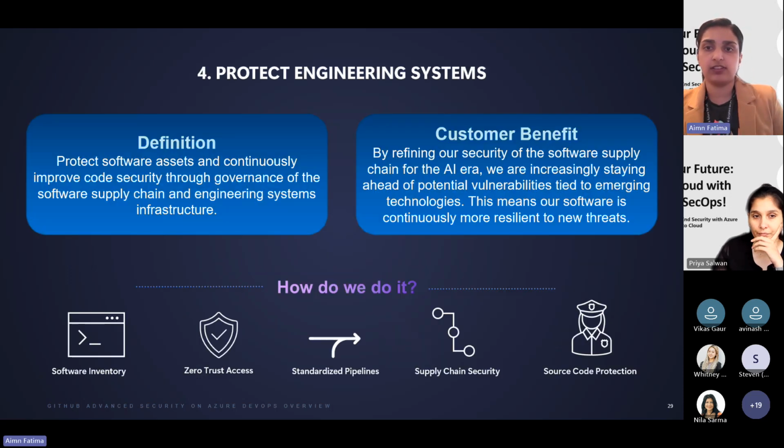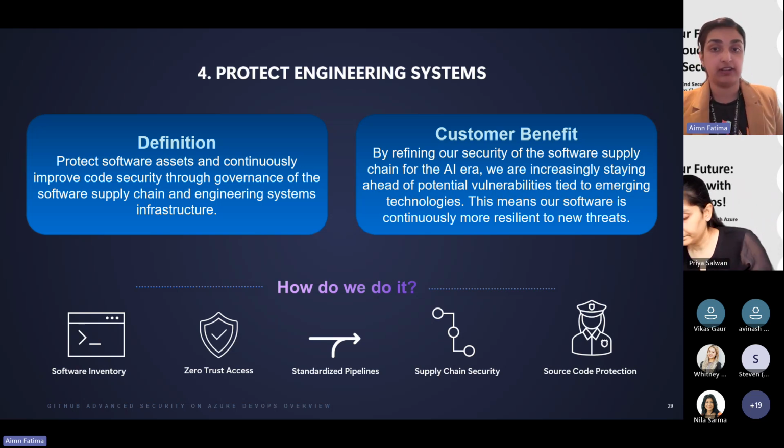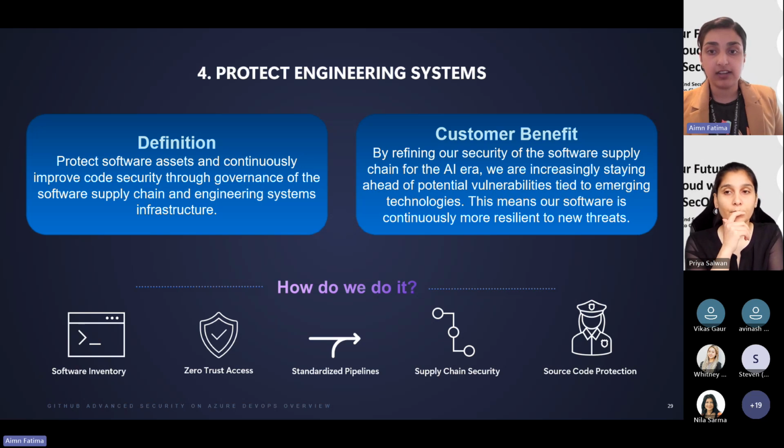The fourth pillar focuses on protecting software assets by continuously improving code security through the governance of supply chain and engineering systems infrastructure. And why is this important? This is important because, as we all know, this is the era of AI. AI is rising, threats are getting more and more sophisticated, software vulnerabilities can emerge more quickly. So the customer benefit it provides us is that by refining the security of our software supply chain, we are always ahead of potential vulnerabilities, and this ensures that our software remains resilient to new threats.